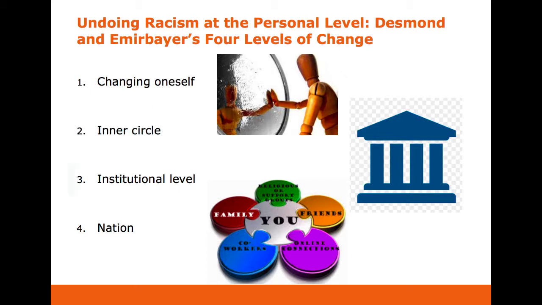The next level is the institutional level. This means challenging any organizational or institutional practices that hint at racism. This could be at work or where we worship, play sports, or other organized activities. We can also be involved and invested at the national level by writing to elected officials.